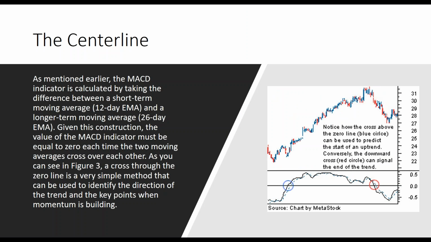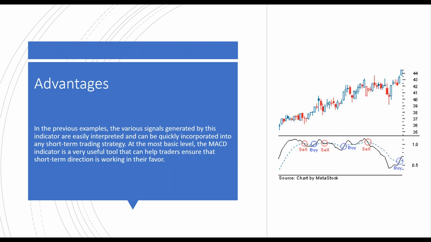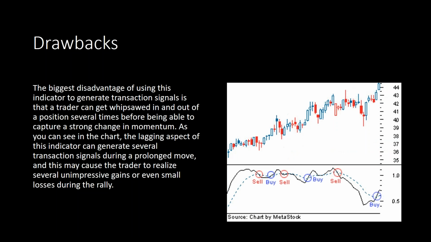So as mentioned earlier, the MACD indicator is calculated by taking the difference between the short-term moving average and the longer-term moving average. Given this construction, the value of the MACD indicator must be equal to 0 each time the two moving averages cross each other. In the previous example, the various signals generated by the indicator are easily interpreted and can be quickly incorporated into any short-term trading strategy. At the most basic level, the MACD indicator is a very useful tool that can help traders ensure that short-term direction is working in their favor.